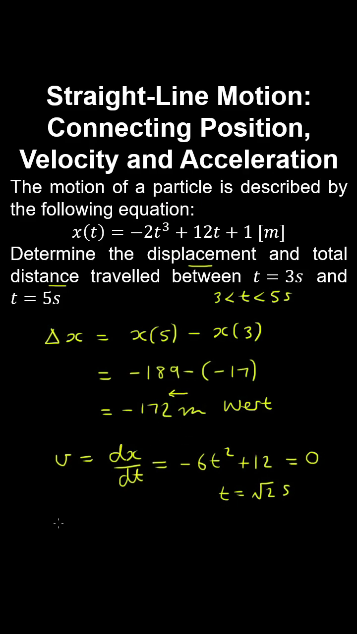And consequently, the distance has the same magnitude as the displacement, because the particle did not change direction between 3 and 5 seconds, so the total length travelled is 172 meters. And distance is a scalar, so it's only a number without a direction.